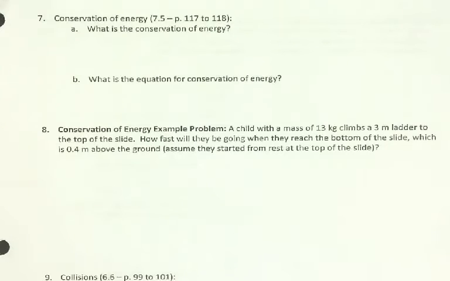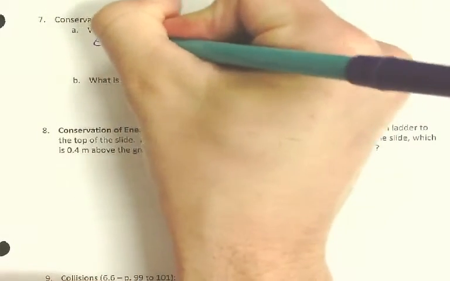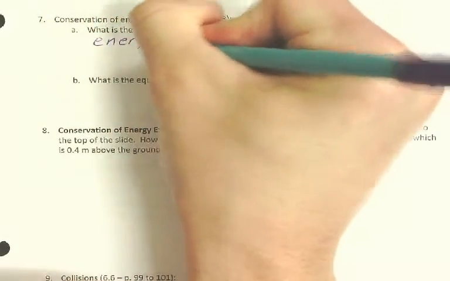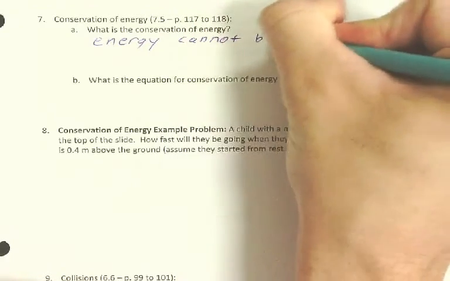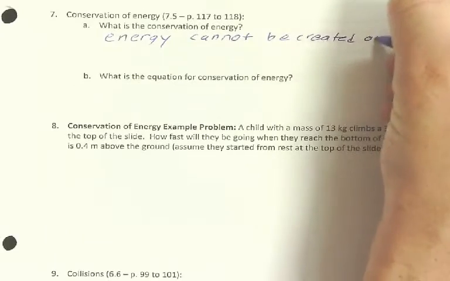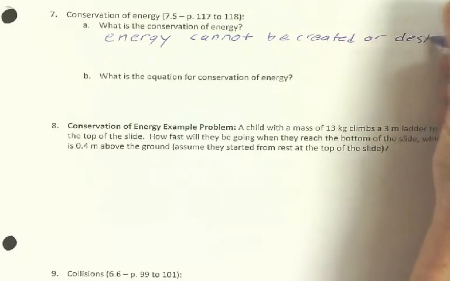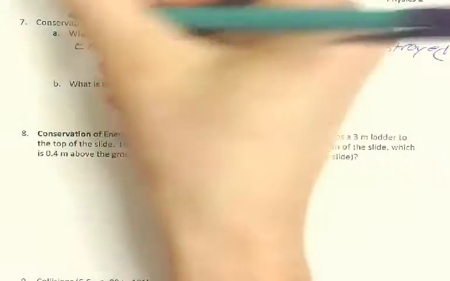Number 7, conservation of energy. So what is conservation of energy? It means energy cannot be created or destroyed. That's probably what you've heard before. Okay? But there's another way to think about it.